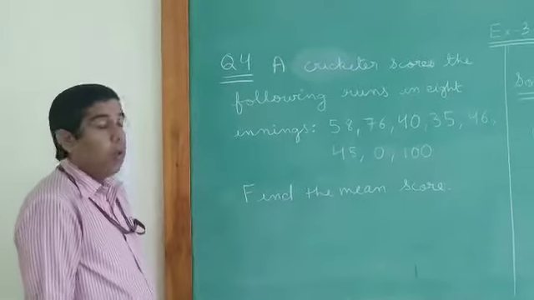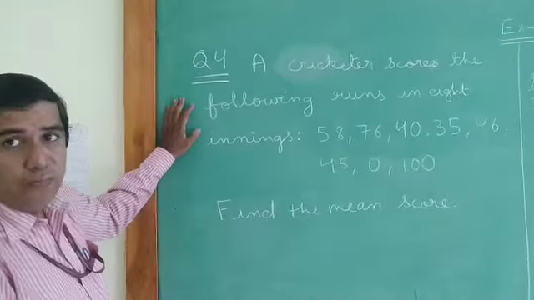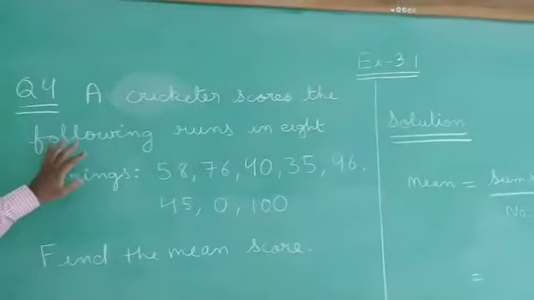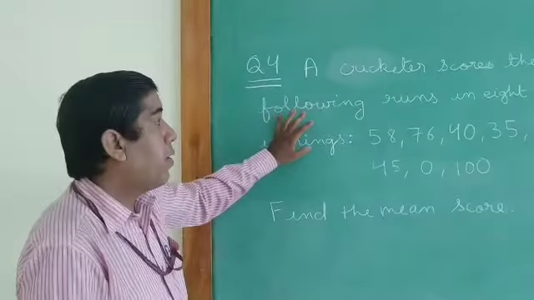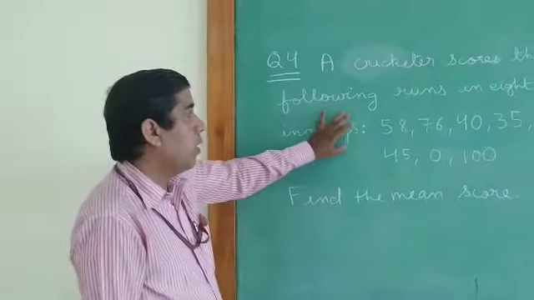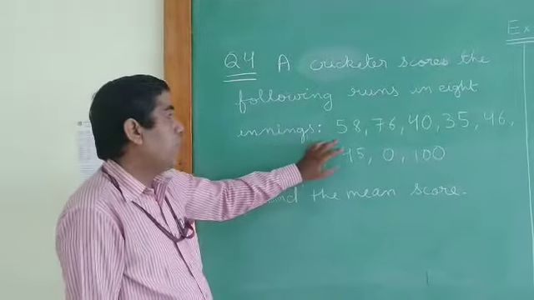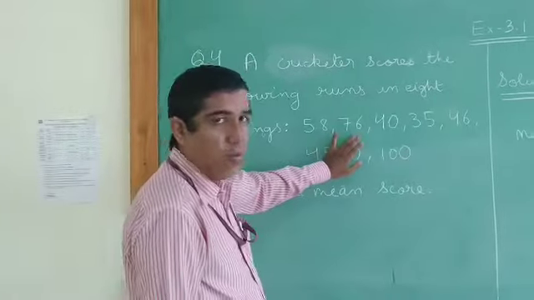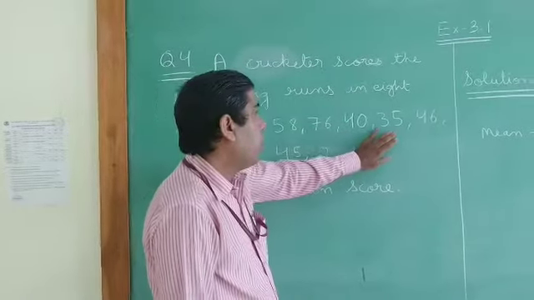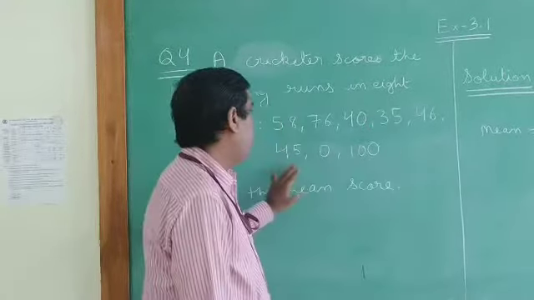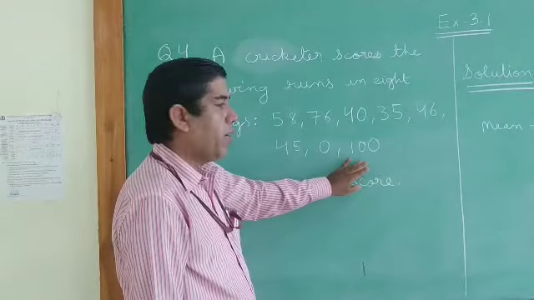Hello students, today I am going to discuss question number 4 of exercise 3.1. A cricketer scores the following runs in 8 innings. The runs are given like this: 58, 76, 40, 35, 46, 45, 0, 100.